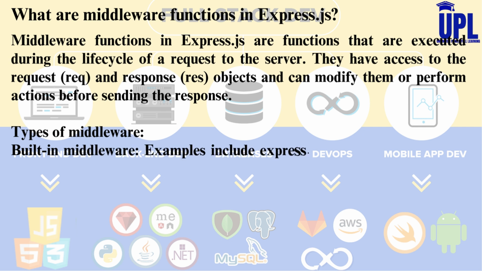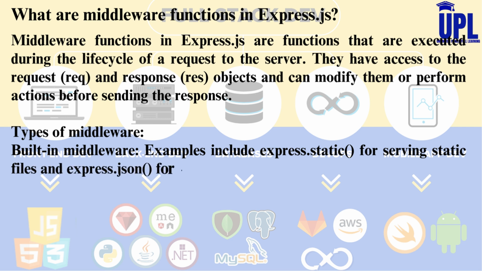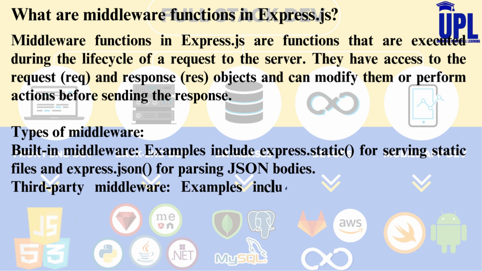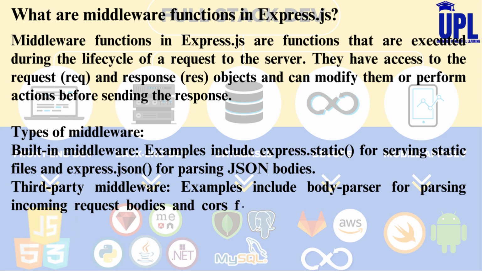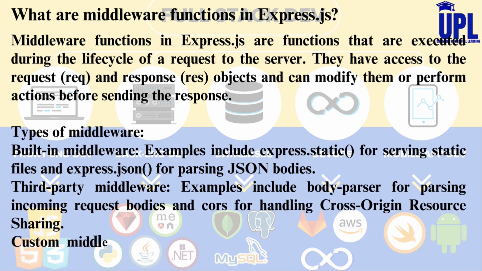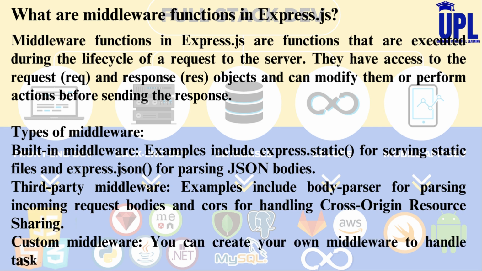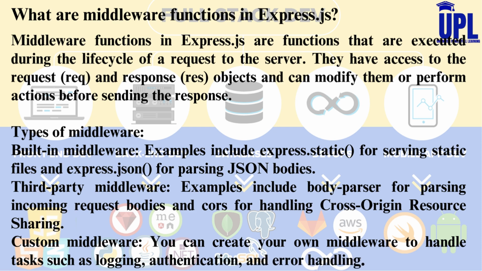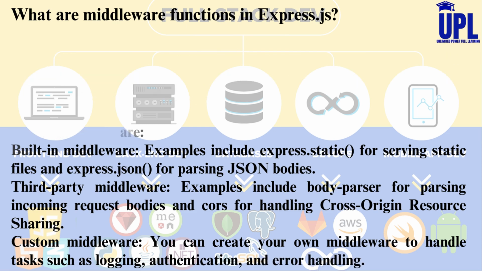Built-in middleware. Examples include express.static for serving static files and express.json for parsing JSON bodies. Third-party middleware. Examples include body-parser for parsing incoming request bodies and CORS for handling cross-origin resource sharing. Custom middleware. You can create your own middleware to handle tasks such as logging, authentication, and error handling.